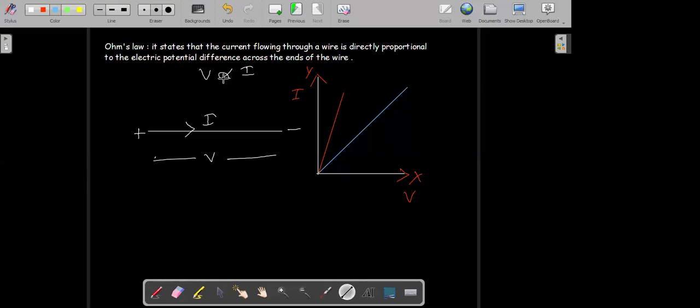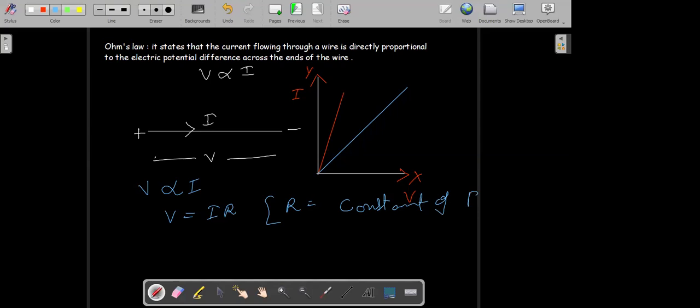I will add a few more points in this Ohm's law. But first, let us try to verify. We'll take this equation where we have current being directly proportional to potential. So we have current proportional to electric potential. Now, if I remove the proportionality, I can write V equals I multiplied by a constant, and that constant of proportionality is R. R is the constant of proportionality. It is called resistance.